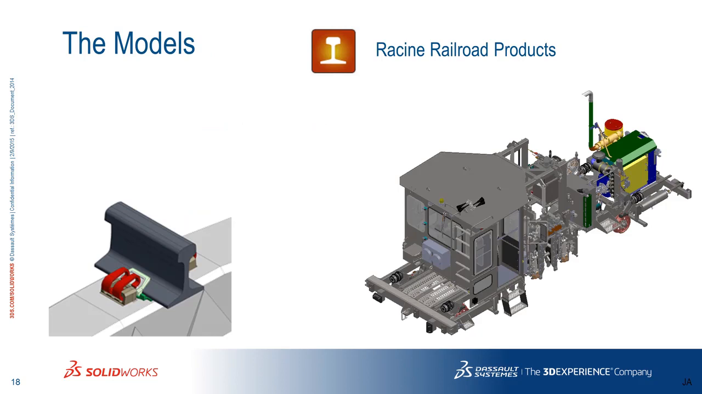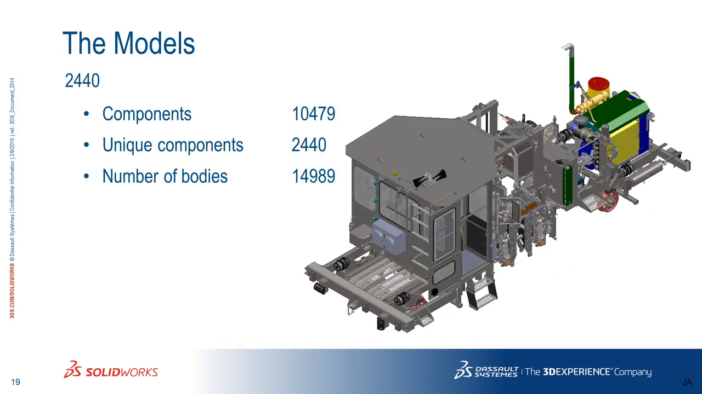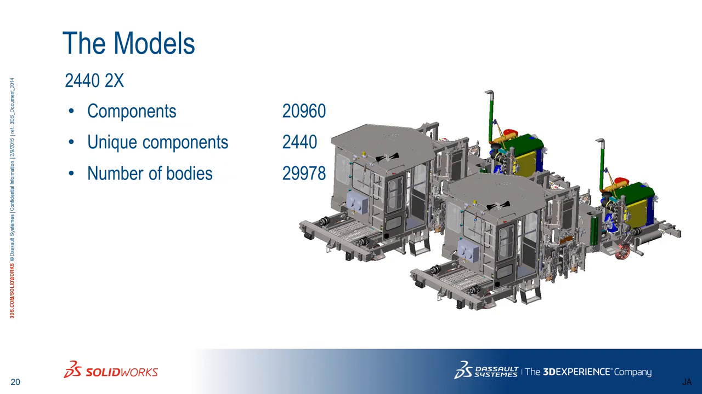All right, so the model we use for our testing this year is the same model that we've used for a couple of years, Racine Railroad Products. They were kind enough to give us a very large assembly. The assembly that we start off with, the baseline model, we call the 2440. It has 2440 unique components, just about 10,500 overall components, and somewhere around 15,000 bodies. Now, this is going to become important as we talk about other aspects of our testing here.